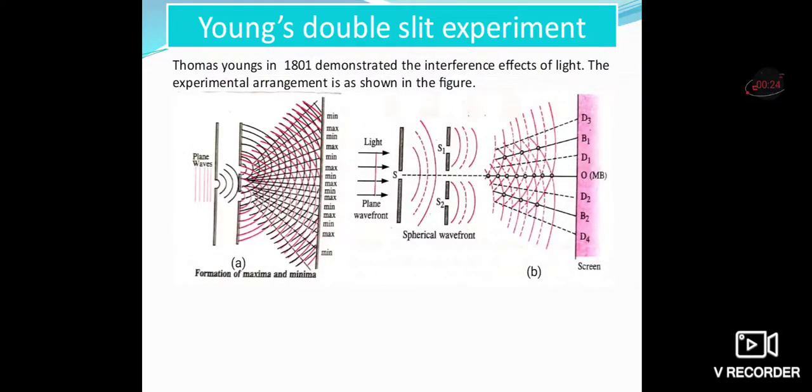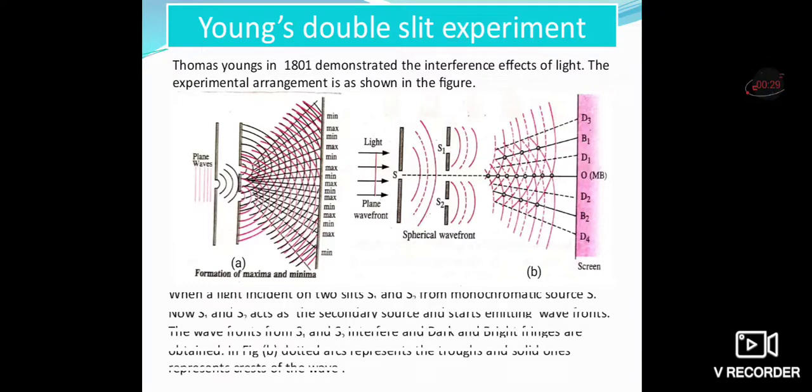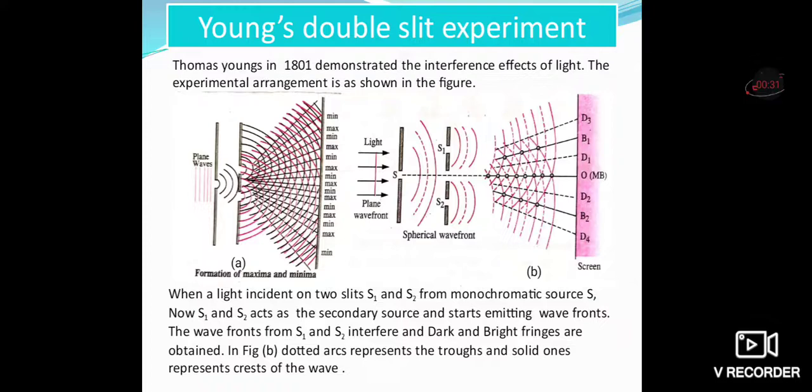Just to observe the diagram here, we have taken two diagrams, that is figure A and figure B. When light is incident on the two slits, S1 and S2, from a monochromatic source, in figure B there are two slits, S1 and S2. Light will be incident on these two slits from a monochromatic source, that is S. Now S1 and S2 will act as secondary sources and start emitting wavefronts. The wavefronts from S1 and S2 will interfere, and dark and bright fringes are obtained.